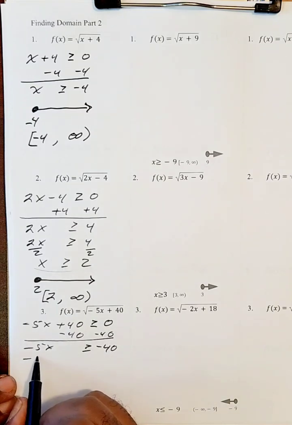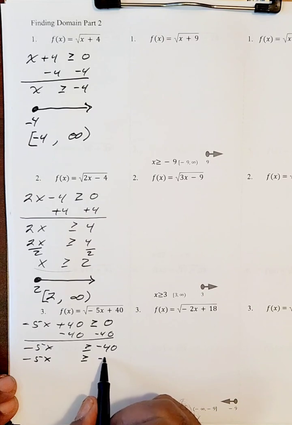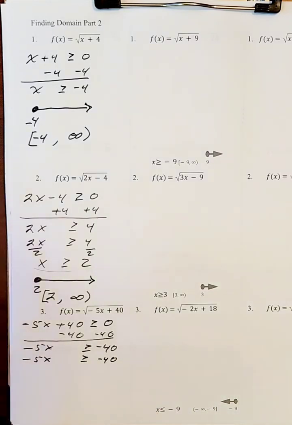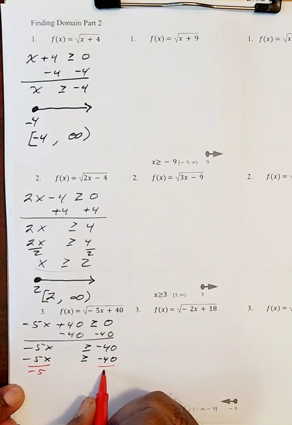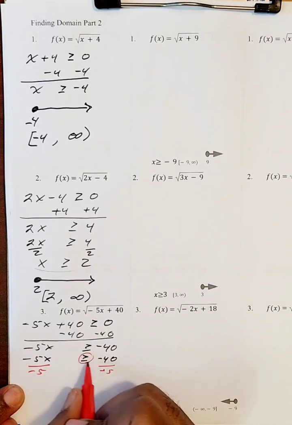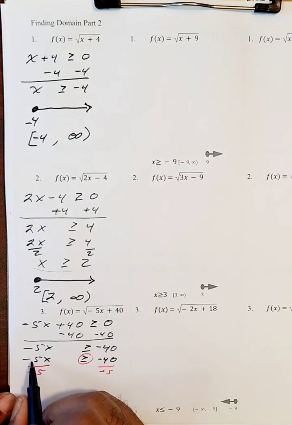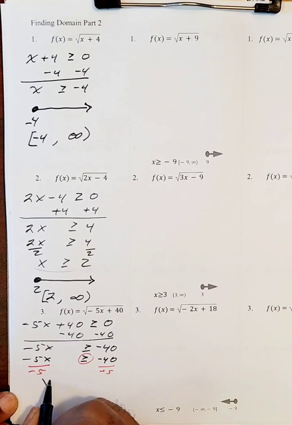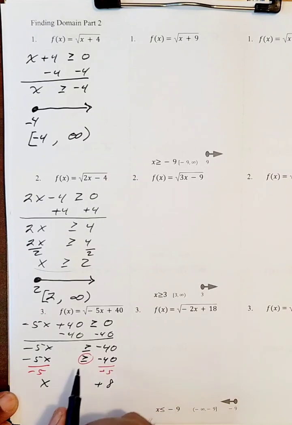Now, from here, I'm going to divide both sides by negative 5 in order to get rid of the negative 5 from the x. And so when I do divide by negative 5, something happens to the inequality: it changes. Over here, the negative 5's cancel and you get x. Negatives cancel, you get positive, and 40 divided by 5 is 8. But this changes from a greater than sign to a less than sign. So now we have x is less than or equal to 8.